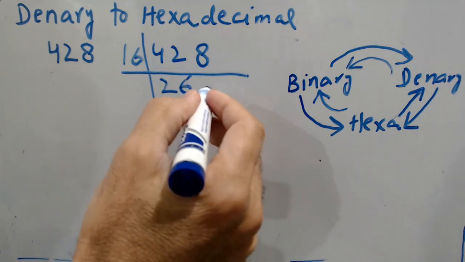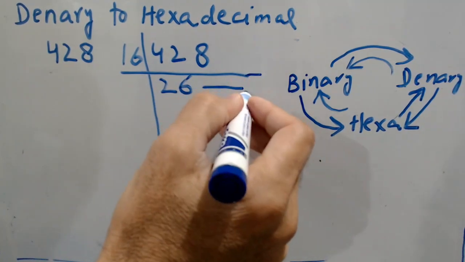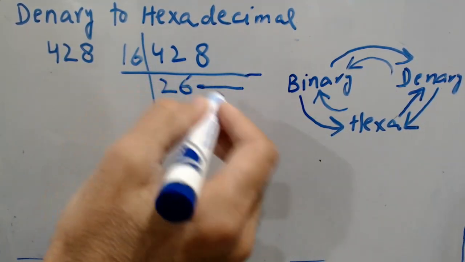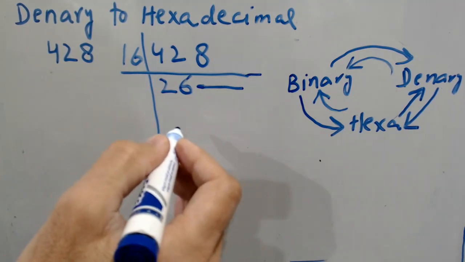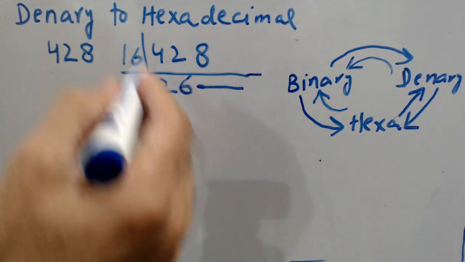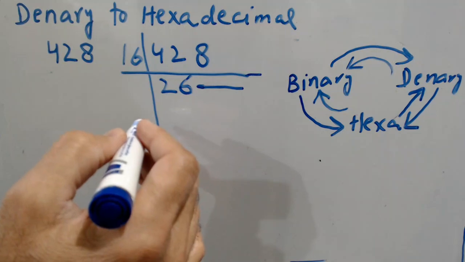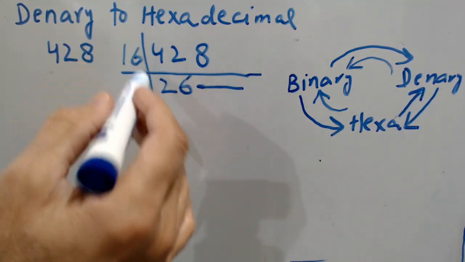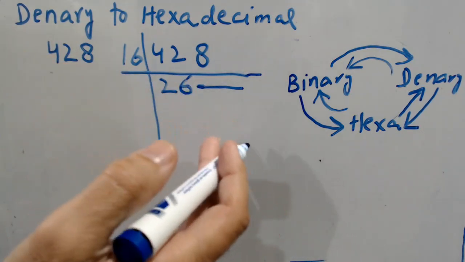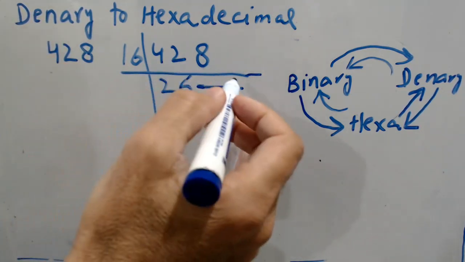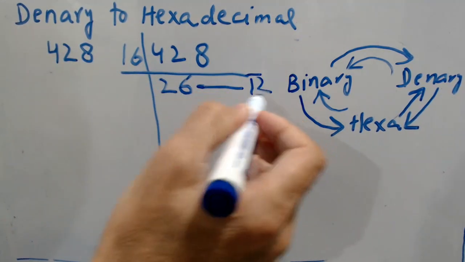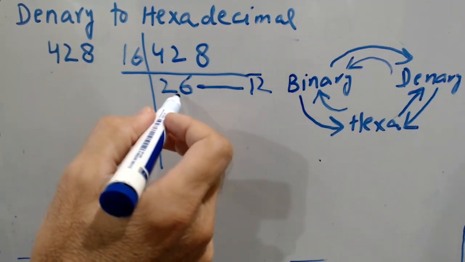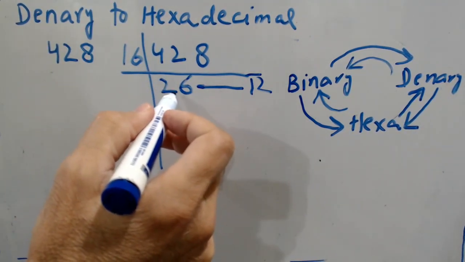Here we just write the remainder, as we used to do in binary conversion, where we divide the entry number by 2, because that was base 2. Now we are dividing it by 16 since we are converting it into base 16. So the remainder will be 12, since 16 times 26 is 416.